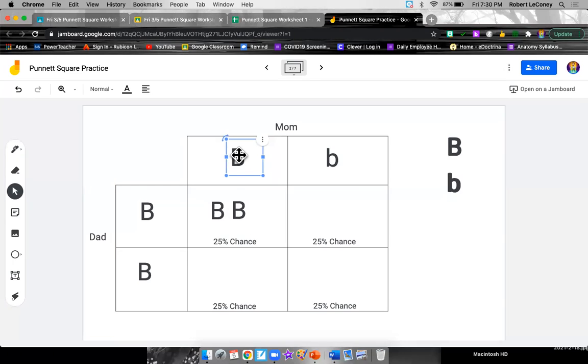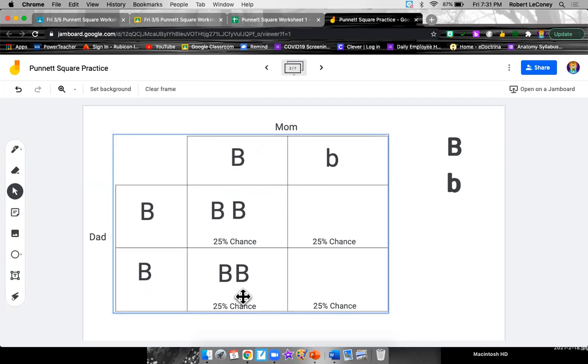But what if mom passed on this B? We're just going to keep going all the way down with it. And dad passed on this B. This is a different B, right? Dad's first B, dad's second B, right? Do you think it matters? No, they both say brown eyes. So that means another 25% chance of the kid having brown eyes. That's 50% chance. 25 plus 25, 50.